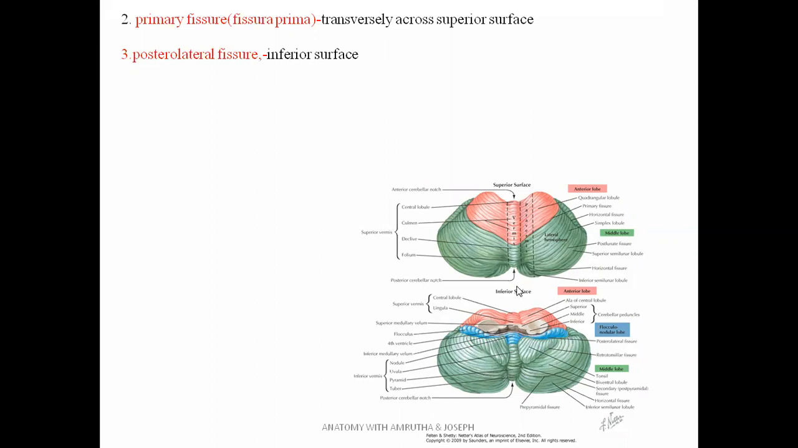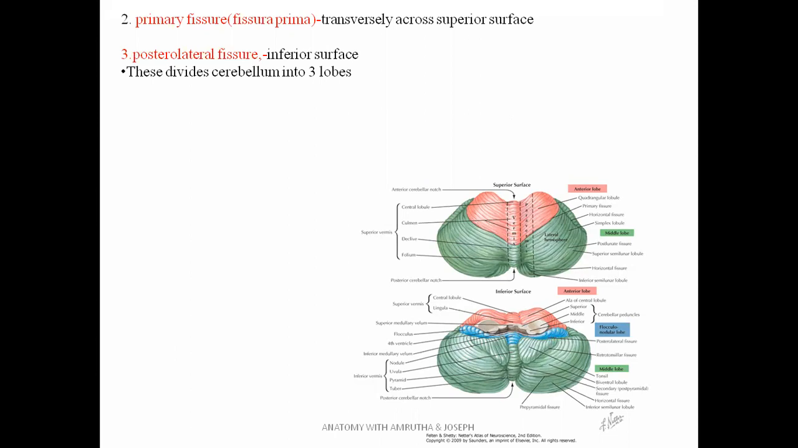So there are 3 fissures that we have seen here. The horizontal fissure, which is separating the superior surface from the inferior surface. Now, the fissura prima, which is seen in the superior surface. It is separating something; I will talk about that. Now, the posterolateral fissure is seen on the inferior surface, separating the flocculus, which is a part of the cerebellum, from the rest of the cerebellum. Right? Let's see.